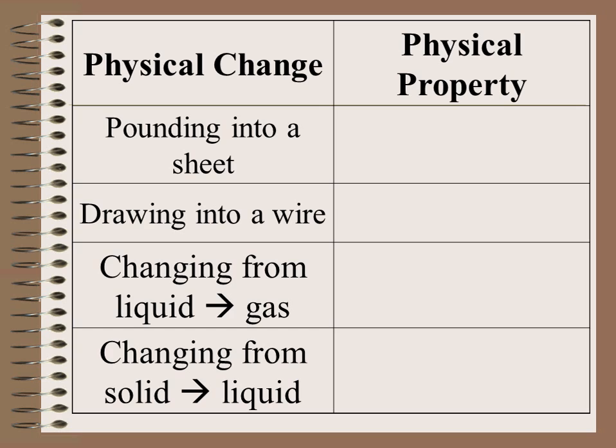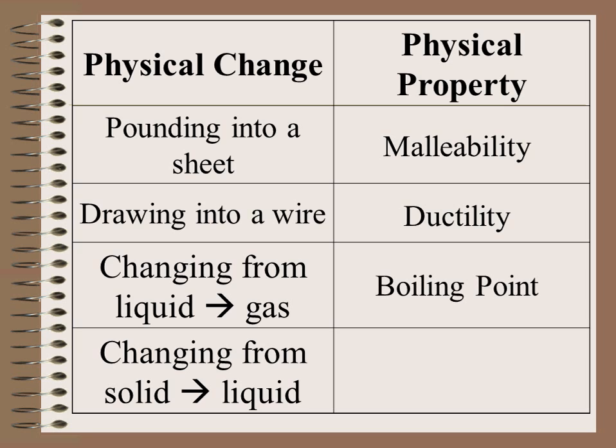Physical properties correspond to physical changes as well. So when we talk about the ability to pound something into a sheet, we refer to that as that substance's malleability. If we want to draw a substance out into a wire form, that's known as ductility. If we want to change a substance from its liquid form to its gas form, that's referred to as boiling. If we're adding heat, we're getting to the point where the vapor pressure is going to equal atmospheric pressure, so we get boiling. The temperature at which that boiling occurs is known as the boiling point. So boiling is the change, boiling point is the physical property, the temperature at which that occurs.